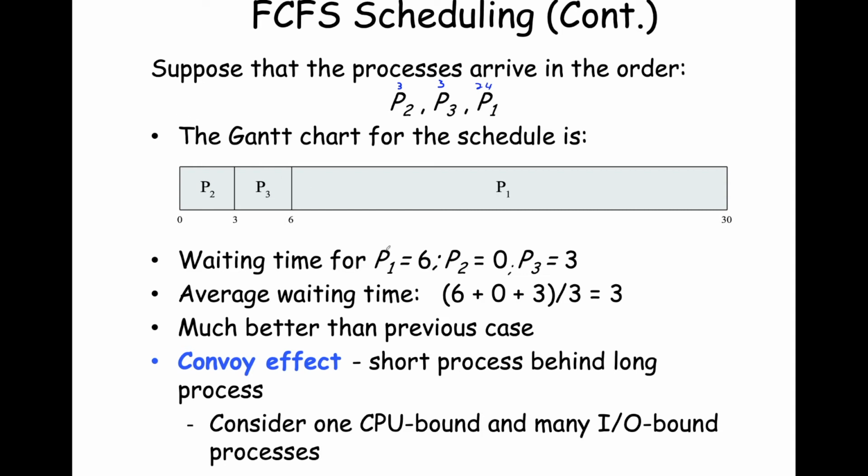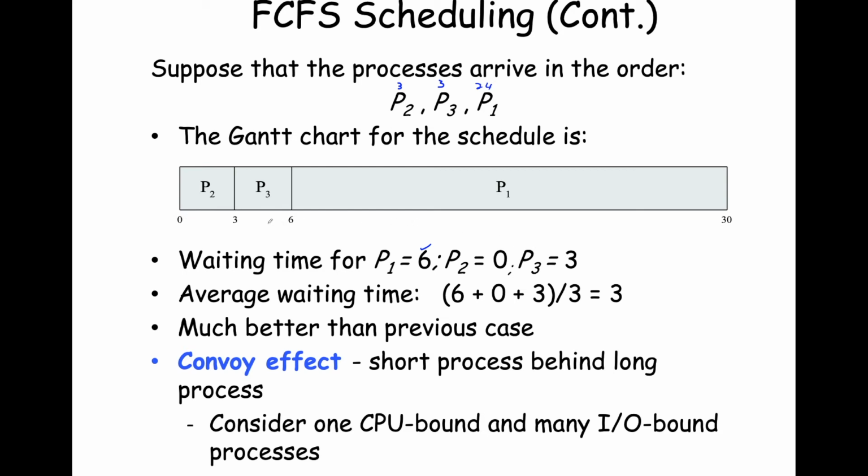Now, if we look at the wait times, P1 is going to wait 6 milliseconds because it executes after P2 and P3 have executed. Each one has a burst time of 3 milliseconds. P2 waits for 0 milliseconds. It was the first one there, didn't wait at all. And P3 waited for 3 milliseconds.